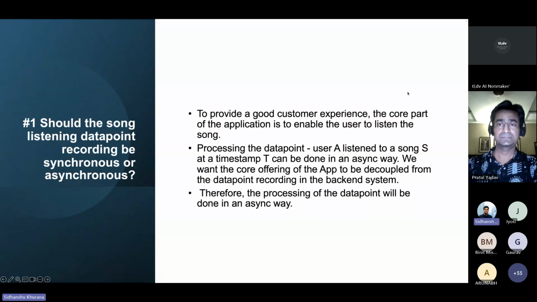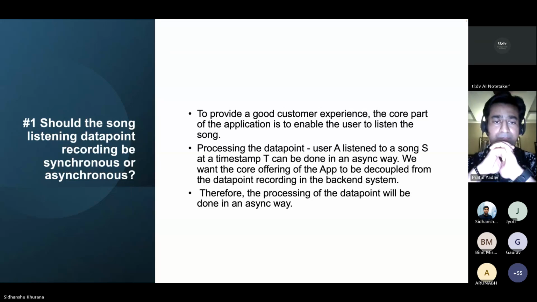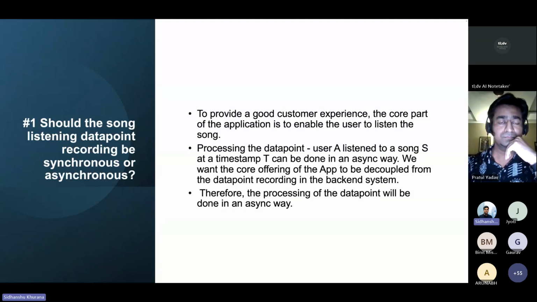Okay, so first is should the song listening data point recording be synchronous or asynchronous? To provide a good customer experience, the core functionality of this application is to enable the user to stream their songs, listen to their songs, etc. Processing the data point that user A listened to a song S at a timestamp T can be done in an asynchronous way. We want the core offering of the app to be decoupled from the data point recording in the backend system. Therefore, the processing of the data point recording will be done in an async way.